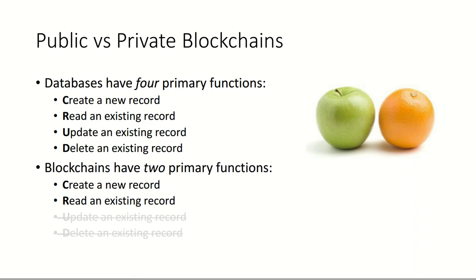In a database, there are four primary things I can do. I can create a new record, I can read an existing record, I can update an existing record, or if I want, I can delete an existing record. Well, in the world of blockchain, we intentionally remove those last two functions. And the only thing we can do in blockchain is create a new record or read an existing record. There is no ability to update and no ability to delete.